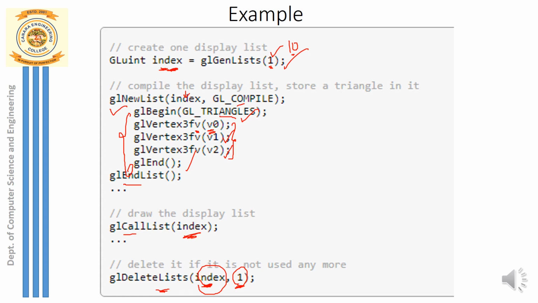So this is a simple example for demonstrating the generation of display list IDs, then the creation of the display list, then the execution of the display list, and finally deleting the display list.